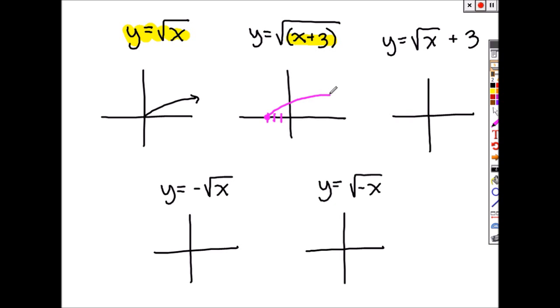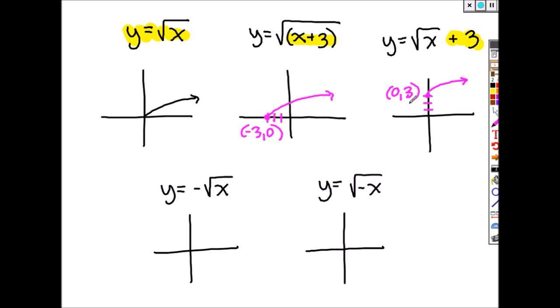If I plug in -3, now I'm going to get out 0. If I add 3 and it's outside of the radical, so it's not attached to the x term under the square root, now if I plug in 0, I get out +3, so that's going to move everything 3 up.